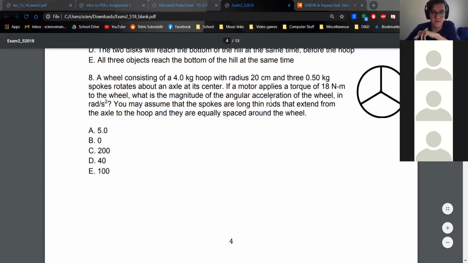So we just want to describe the angular acceleration of the wheel due to this torque.